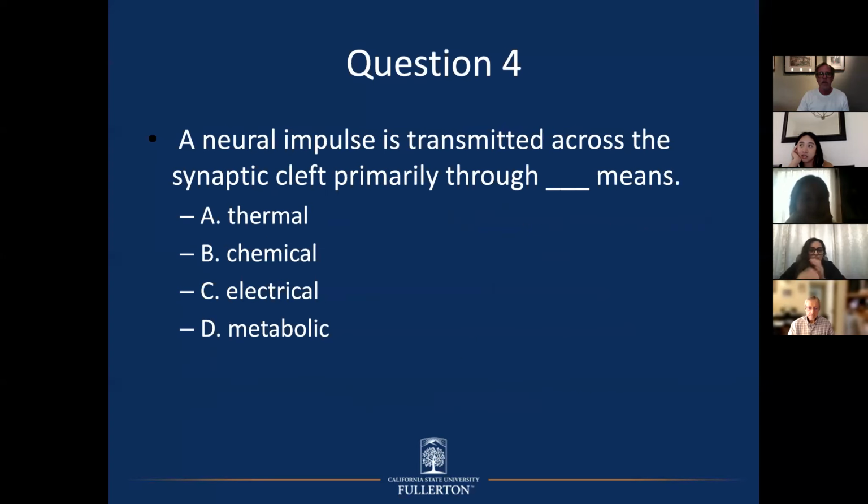Okay. A neural impulse is transmitted across a synaptic cleft primarily through... anyone? I mean, is that electrical? It's not electrical. There is such a thing as an electrical synapse, but they're not very common in the system, and it's not what we've studied. It is the chemical. Another name for it is transmitter.